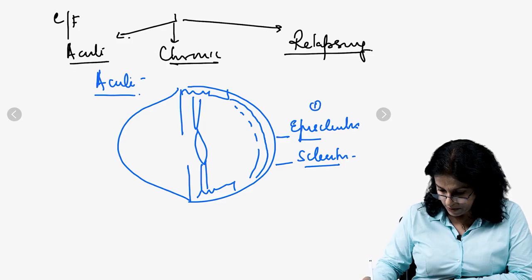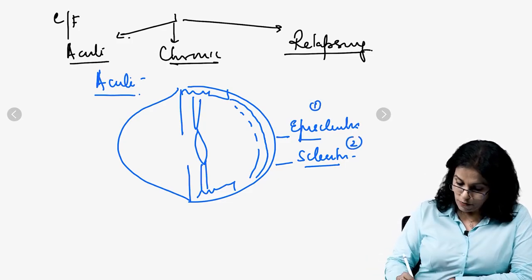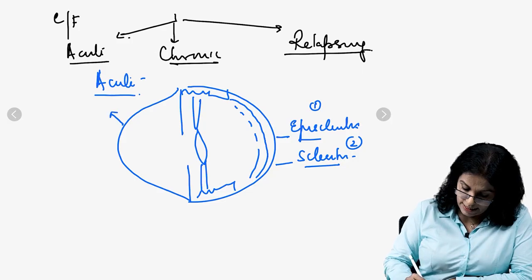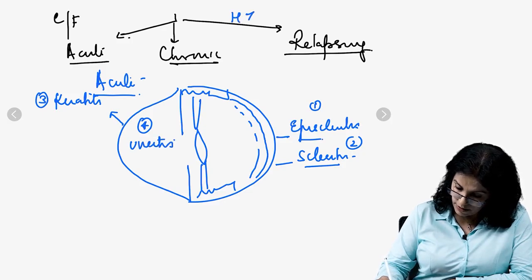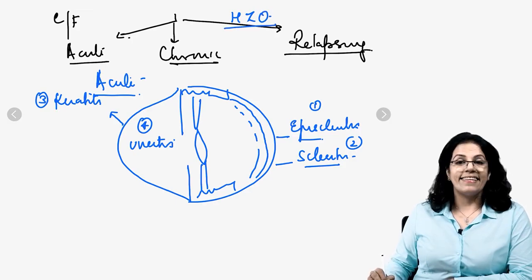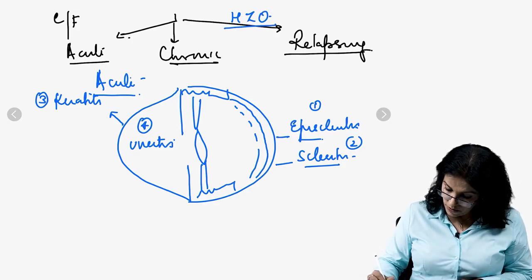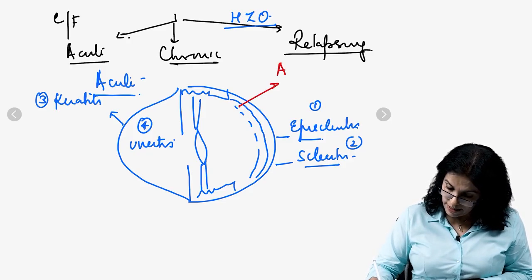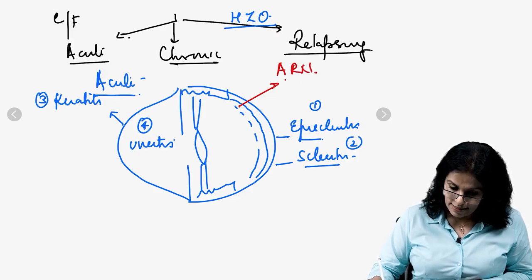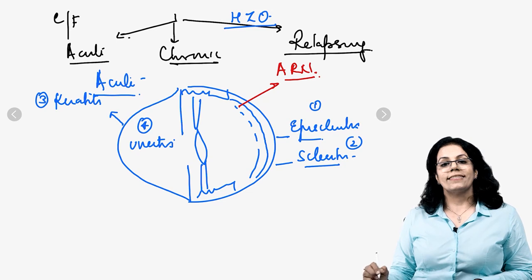Number 1, number 2, right? Then of course it is presenting as keratitis as number 3, herpetic keratitis. Then uveitis, number 4, right? This way we can learn. We are talking about herpes zoster ophthalmicus, okay? That is uveitis. And of course, one very important is ARN. What is ARN? Acute retinal necrosis. This is acute retinal necrosis.